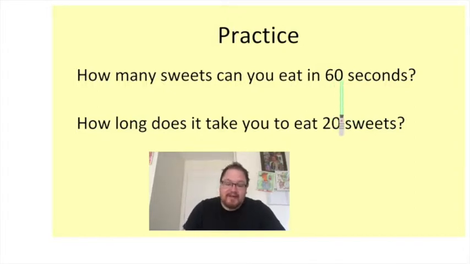So I'm choosing 60 seconds. That's going to be my independent variable because I choose the time here. I'm saying, look, how many sweets can you eat in 60 seconds? So I'm choosing the 60 seconds. What am I measuring? What's my dependent variable? It's the number of sweets. Let's see how many sweets you can eat in 60 seconds. Hopefully not that many, okay?